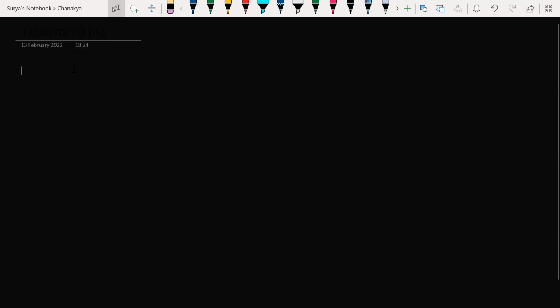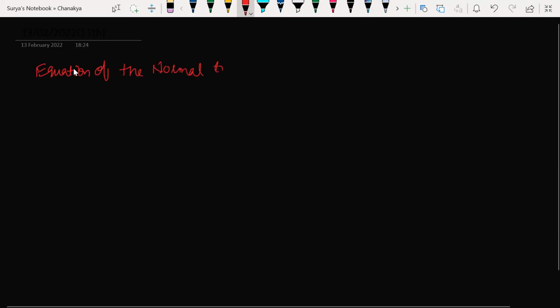Chord of contact and equation of pair of tangents we have discussed, and today we'll talk about the equation of normal. Can you all see the screen? Equation of normal to the parabola y square is equal to 4x.